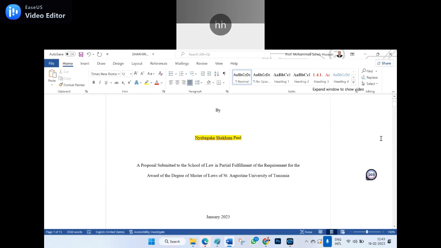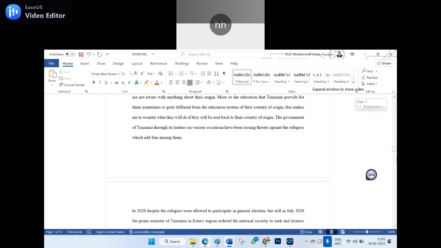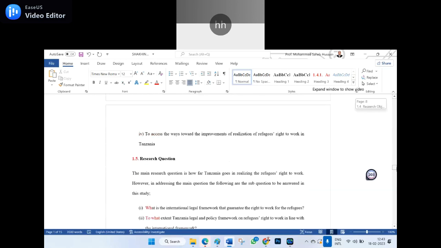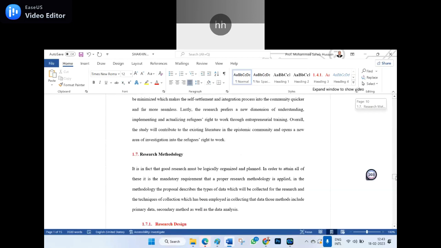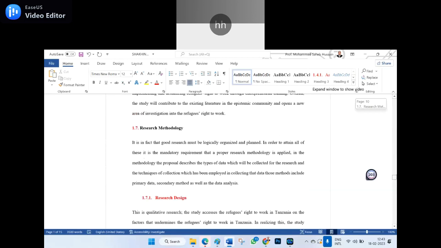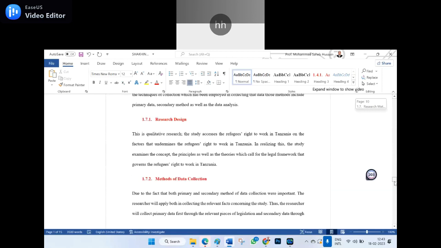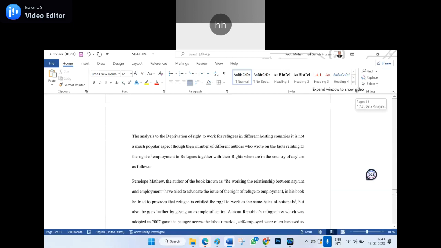For instance, the research questions, I told you that it is the old style of writing. Better you write the hypothesis. That is the new style of writing. Instead of writing the research questions, you better write the hypothesis. That is the best way.